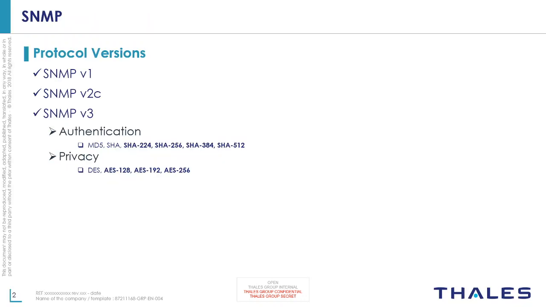SNMP protocol versions v1, v2c, and v3 are supported. For v3 authentication, in addition to MD5 and SHA-1, SHA-2 family hash functions are supported. For v3 privacy, in addition to CBC-DES, AES with key lengths 128, 192, and 256 are supported.